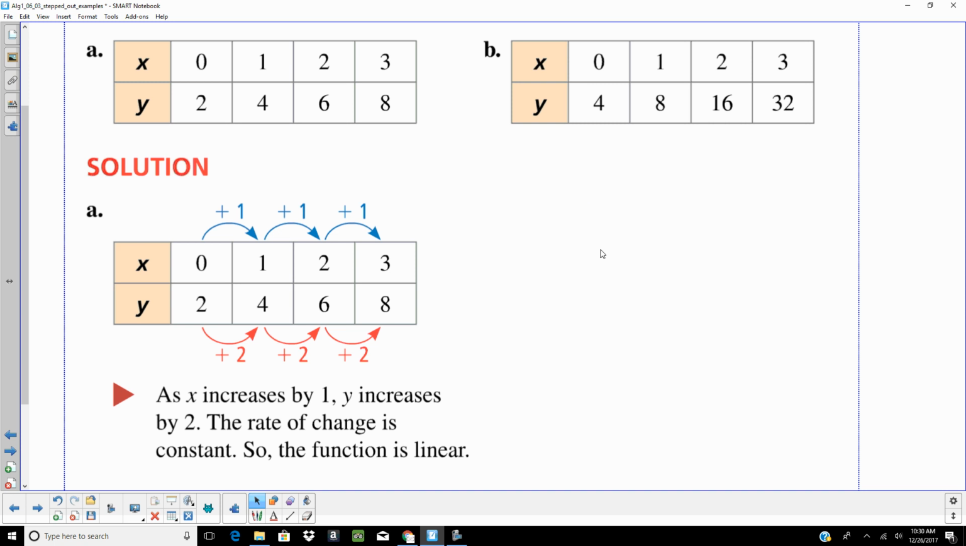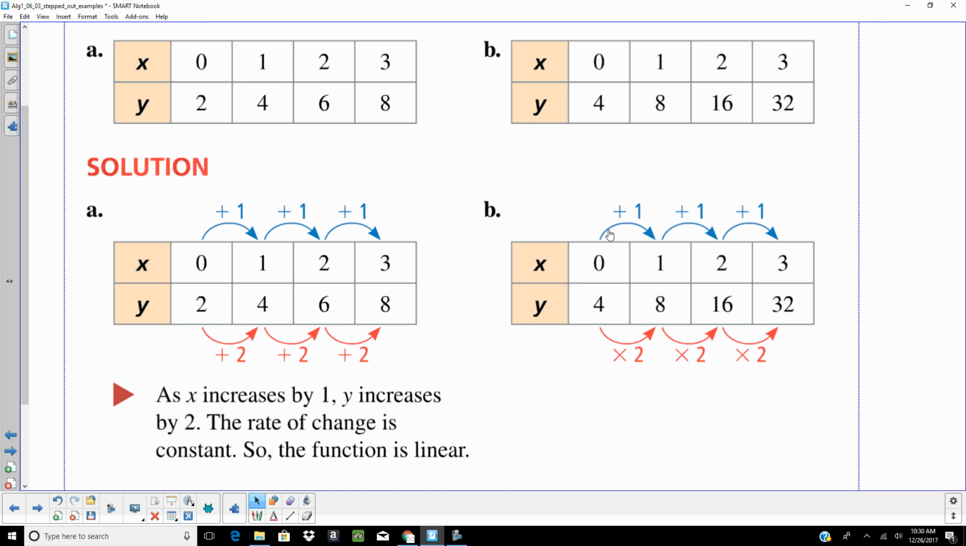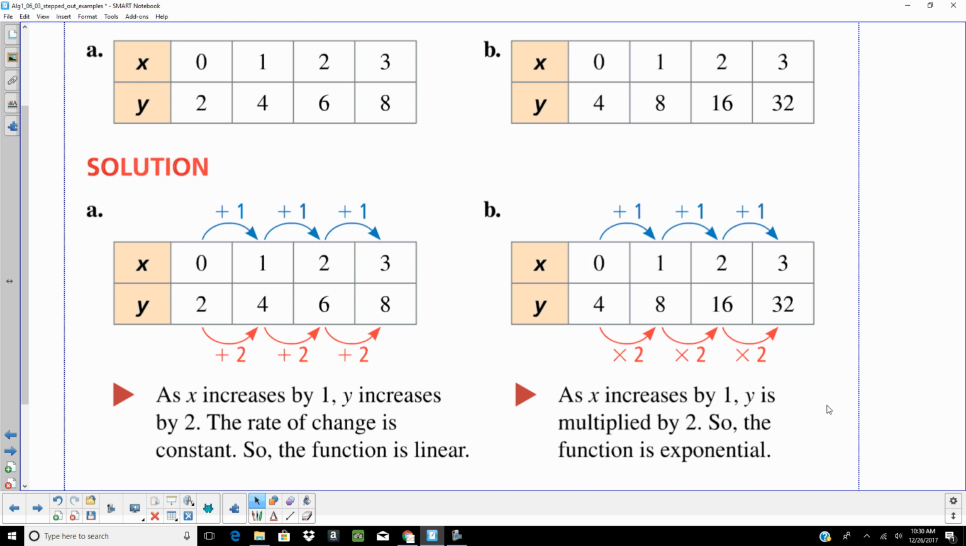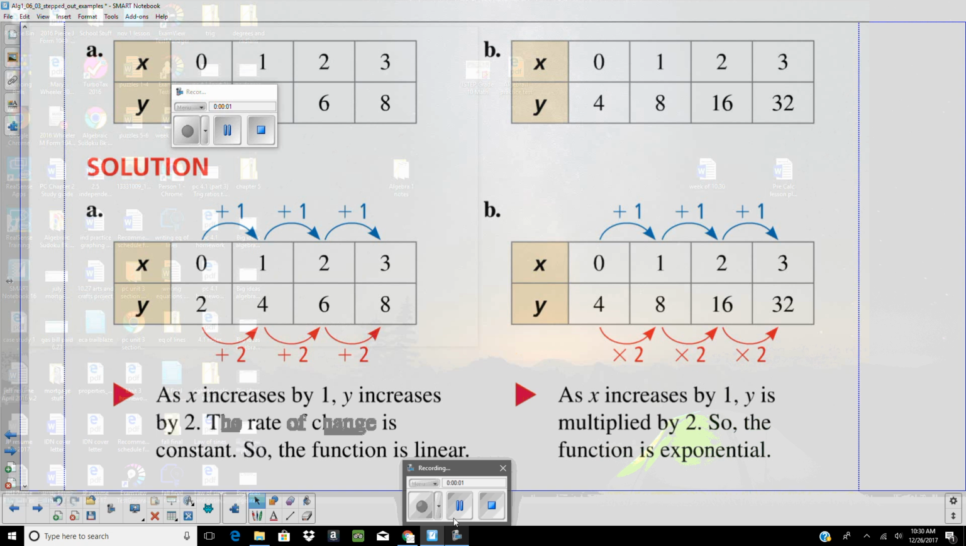On B, you're going to find something different. You're multiplying your y's by 2 each time, so it's exponential. And that's how I always remember it. If your y's are being multiplied by the same amount each time, it's exponential.